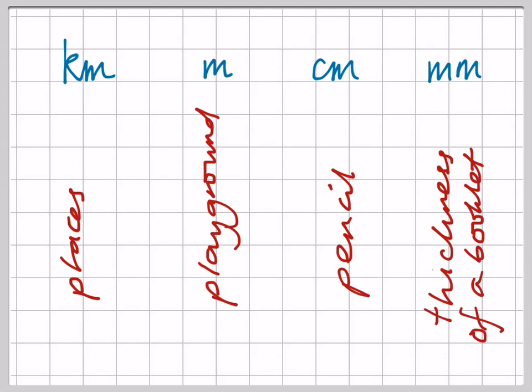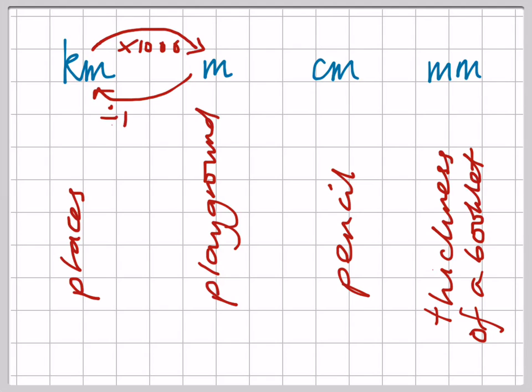So when we're converting between them, we need to know how to do this because quite a lot of questions ask you to convert between measures. So to convert between kilometres and metres, to go from kilometres to metres, you times by 1,000 because there are 1,000 metres in a kilometre. To go from metres to kilometres, it's the opposite.